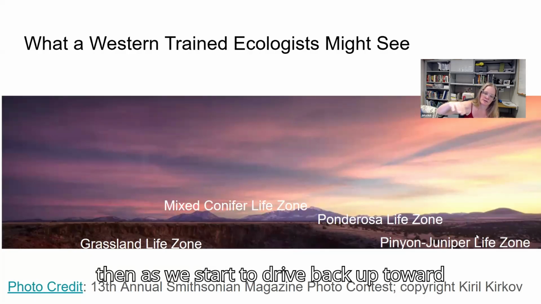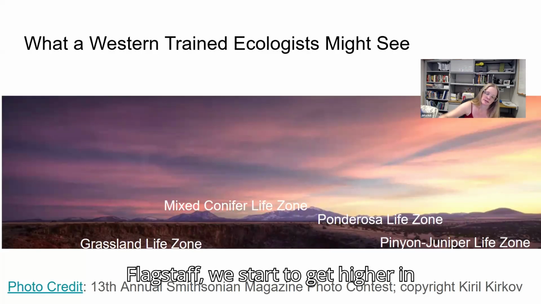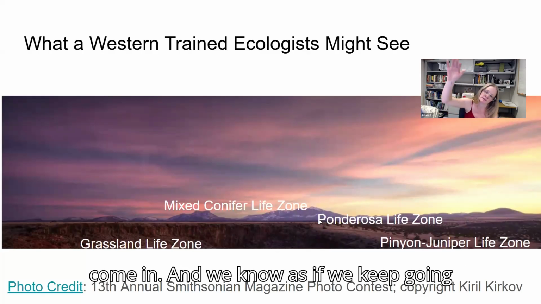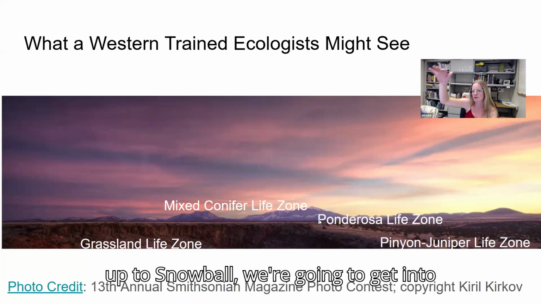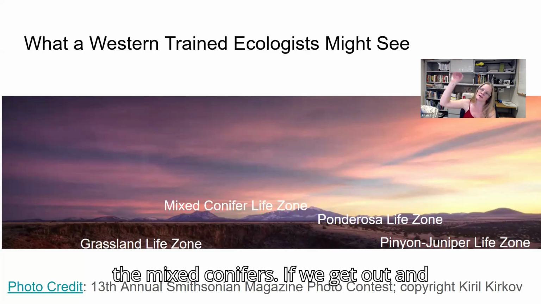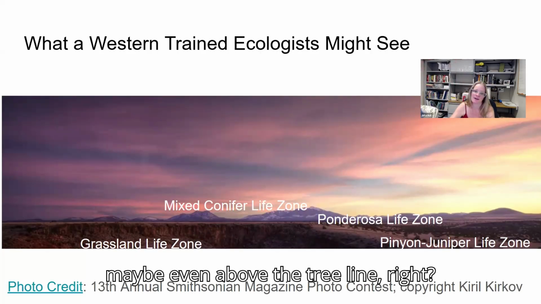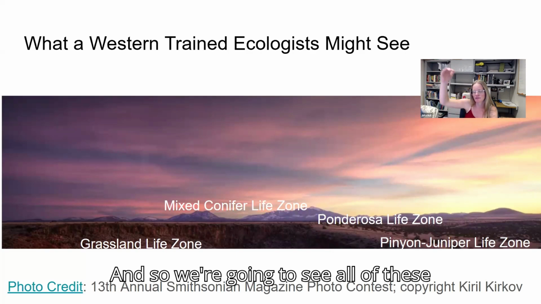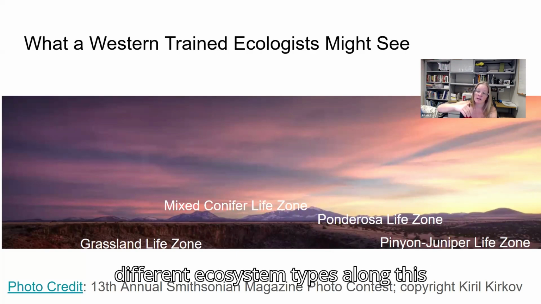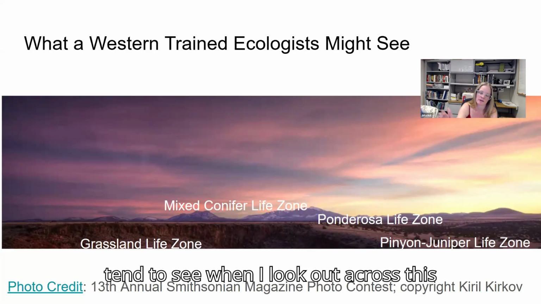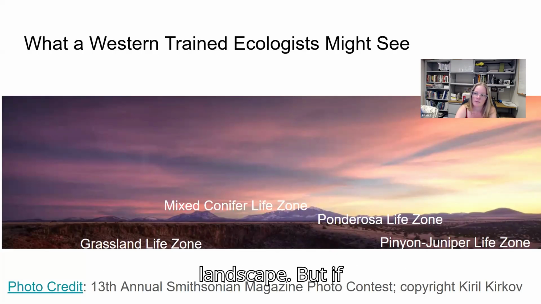And then as we start to drive back up toward Flagstaff, we start to get higher in elevation. We start to see the ponderosas come in. And we know if we keep going up to Snowbowl, we're going to get into the mixed conifers. If we get out and hike our butts up, then we're going to get into the spruces, and then maybe even above the tree line. And so we're going to see all of these different ecosystem types along this elevation gradient. And that's what I tend to see when I look out across this landscape.